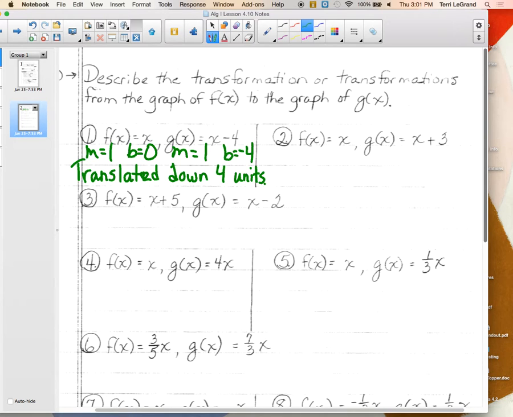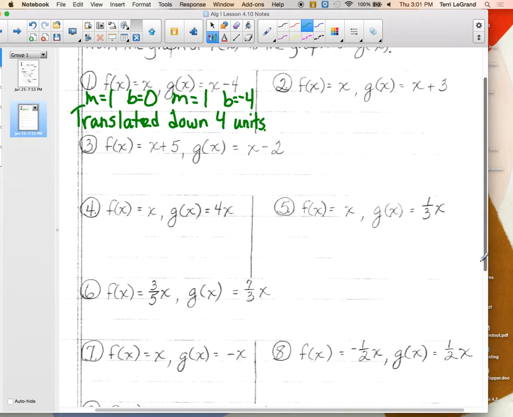Okay, you do number 2 and number 3. Try those on your own, 2 and 3. Remember the first thing you have to do: identify M and B for both the functions.